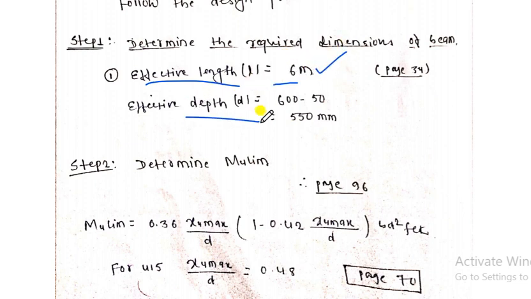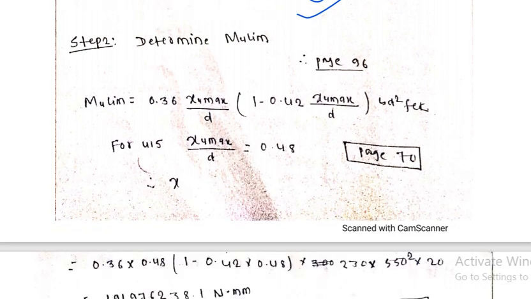The effective depth is the overall depth minus the clear cover. The overall depth is 600 and the clear cover is 50, so it is 550. I hope you are clear on step 1. And remember one thing: if the effective length is not given but the clear span is given, then you have to calculate the effective length.